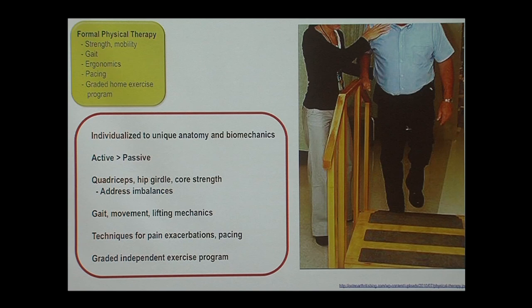So we're gonna work on a lot of quadricep and hip girdle strength, because again, our goal is to put more force and weight through muscles and sort of supportive structures above and below the knee, as opposed to through the joint itself. We're gonna work on gait. We're gonna work on posture and ergonomic changes that might help with decreasing loads on the knee as well. And we're going to try to address any imbalances in flexibility if possible.